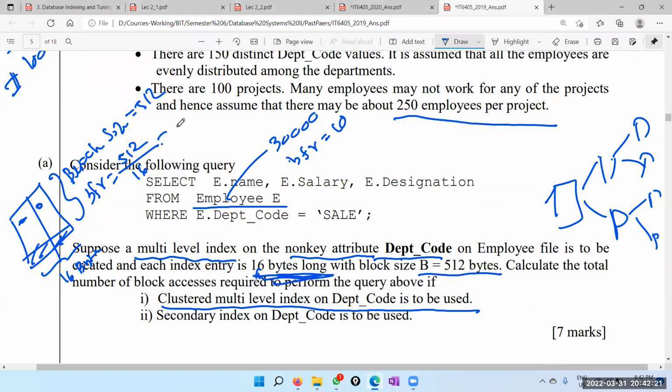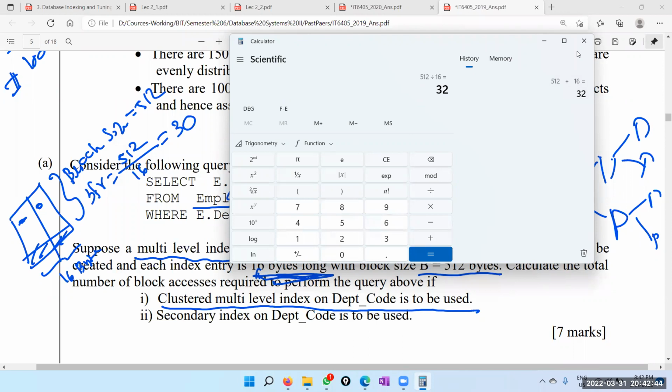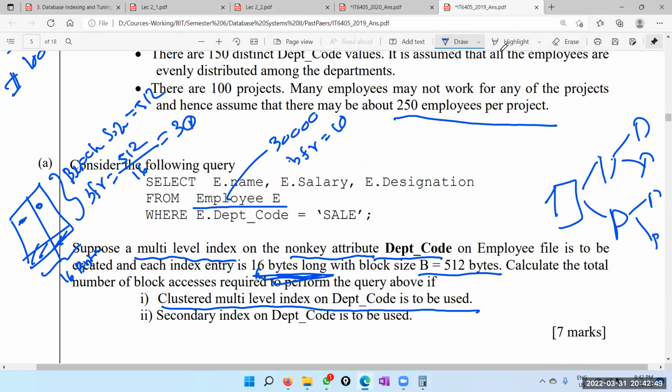32 blocks are needed. So 32 records per block, right? 32 records per block means how many blocks are needed? Number of blocks. So you have 32 records per block, right? 32 records per block, and block size is 512.